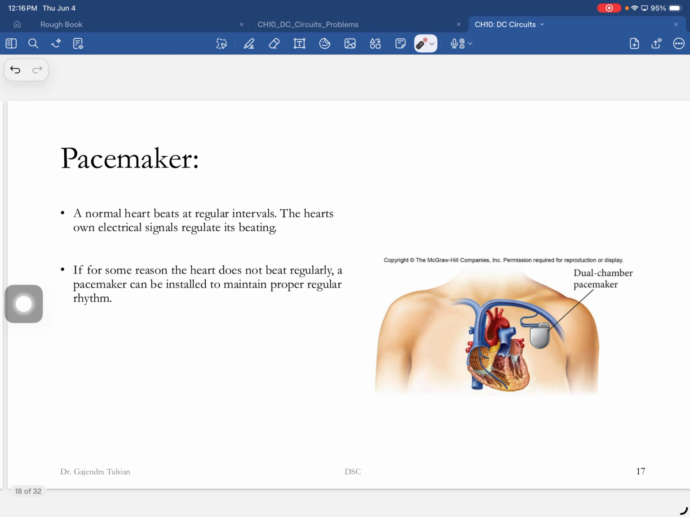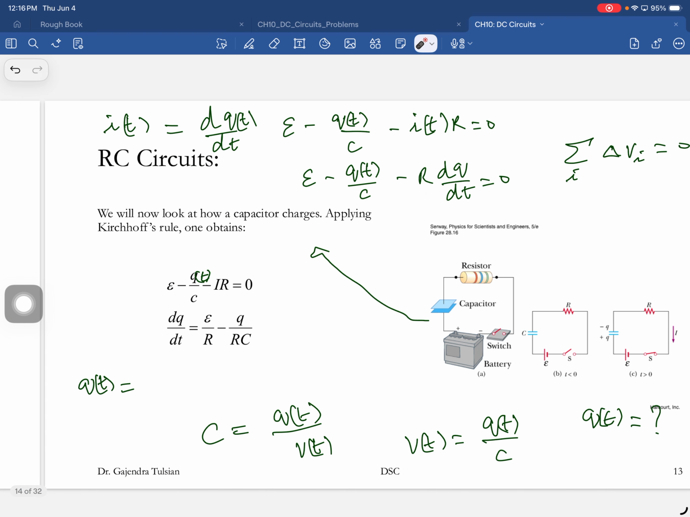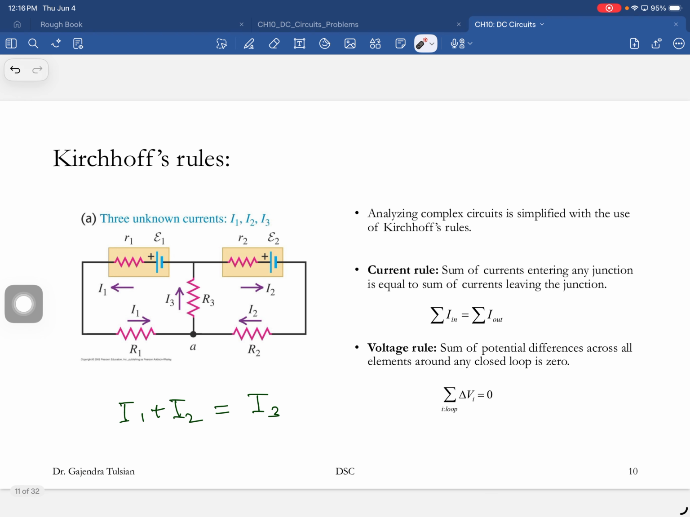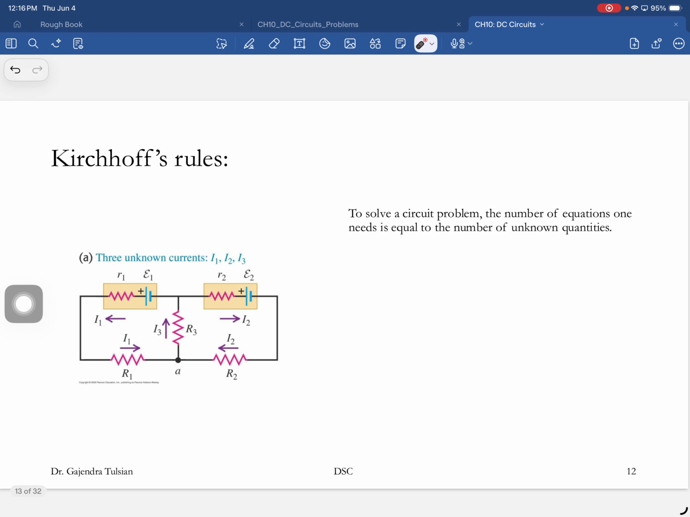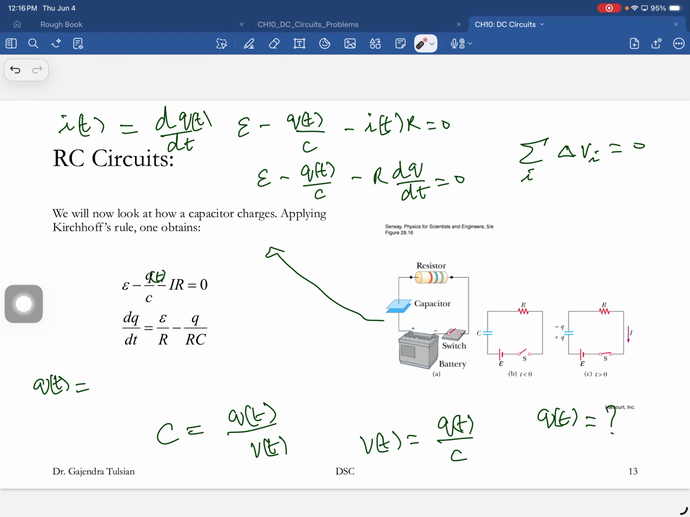So those were the main principles from this chapter. Again, let me summarize them. In trying to solve circuits like this with multiple sources and multiple elements, you will need Kirchhoff's rules. This is the junction rule, and this is the voltage rule. And then we use the voltage rule to solve circuits like this.